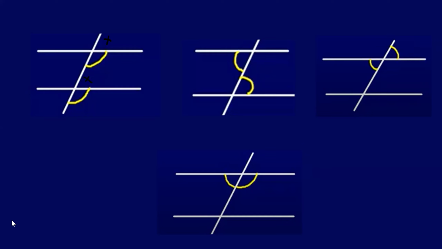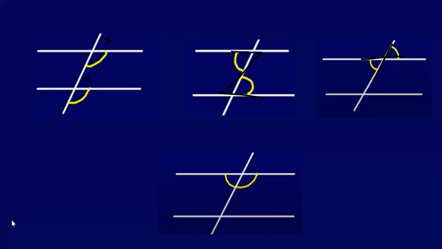If both angles are between 2 parallel lines, but not on the same side, do you see? Not the same side. They make a Z letter. We call them alternate angles. If they make an X, the angles are equal and we call them opposite or vertical angles.